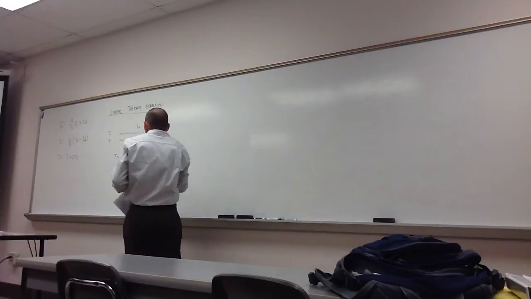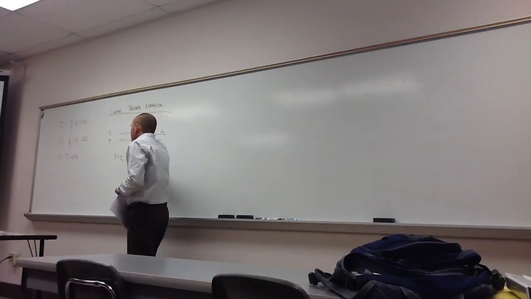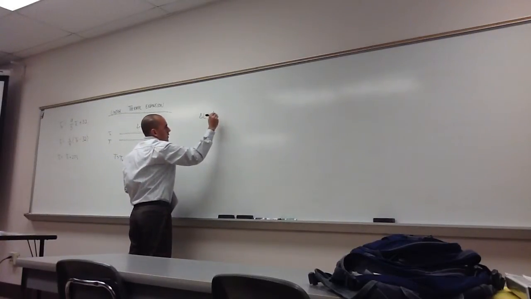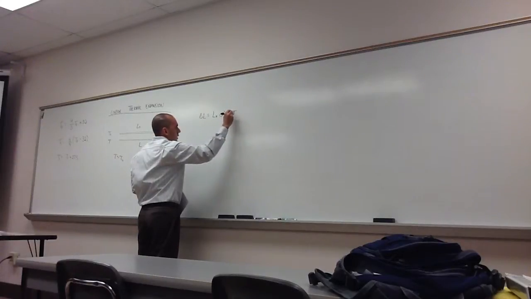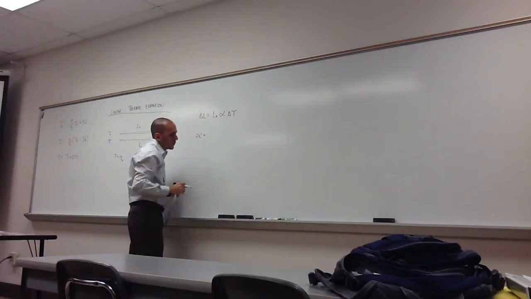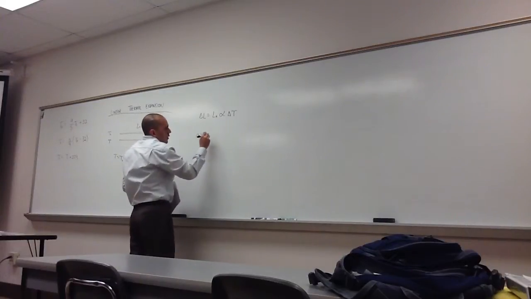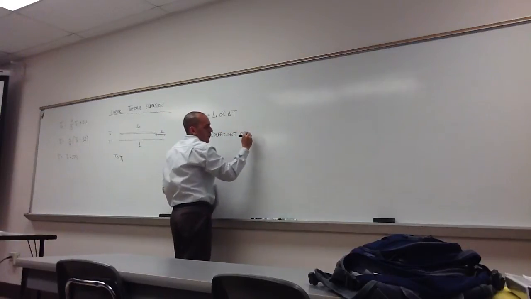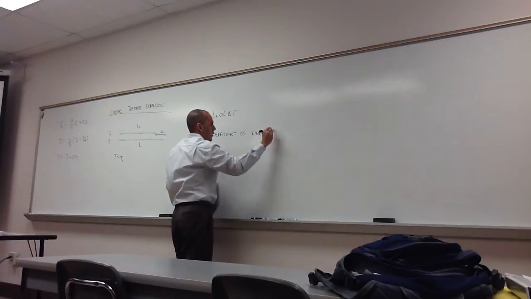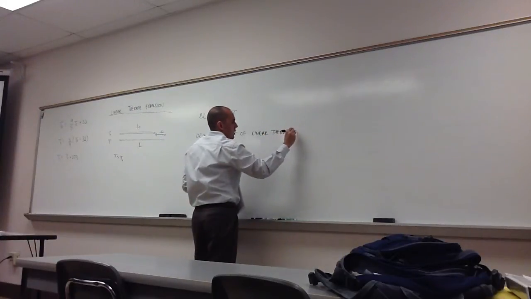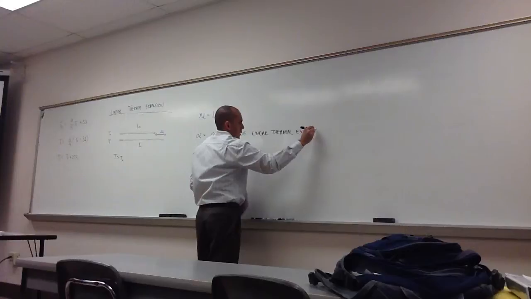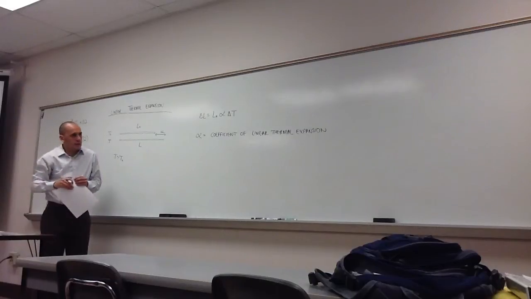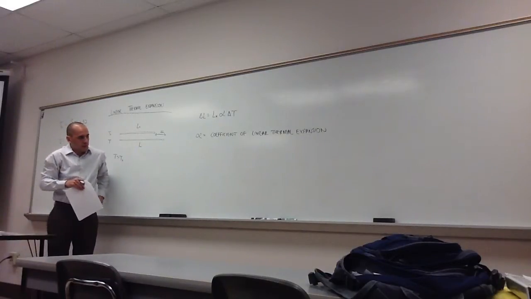This expansion is also dependent on whatever material that is. And we can write out that delta L is equal to L naught times alpha times delta T, where this alpha is the coefficient of thermal expansion. It's the same alpha that we use for angular acceleration, but we won't be dealing with any of those here. It's the same letter, but something different here.